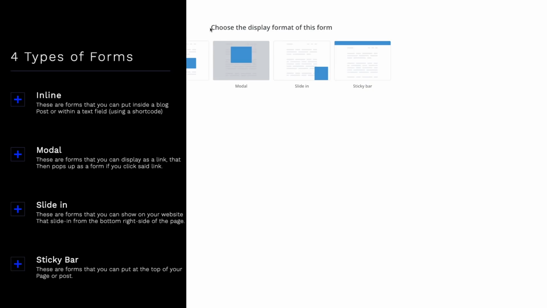So you can choose 4 different types of display formats. So we have inline, which is basically inside the blog post text, so it'll be in line with that. We have the modal, whatever you want to call it. We got the slide in and then the sticky bar. So for this, we're just going to do an inline.